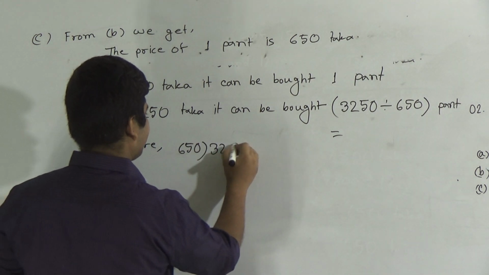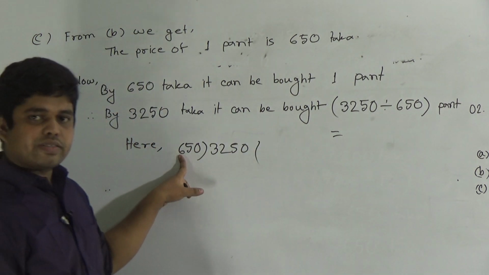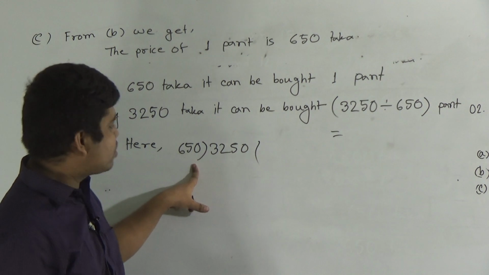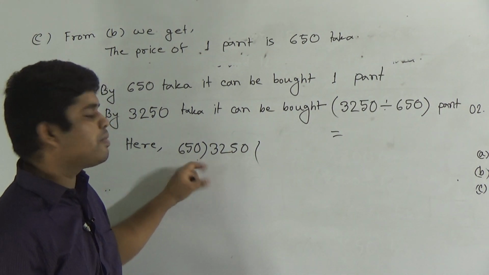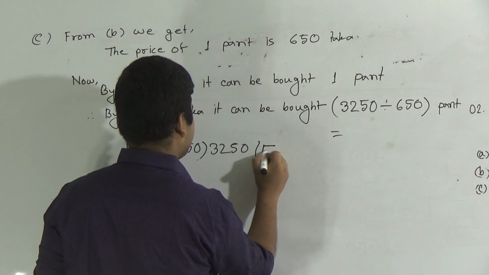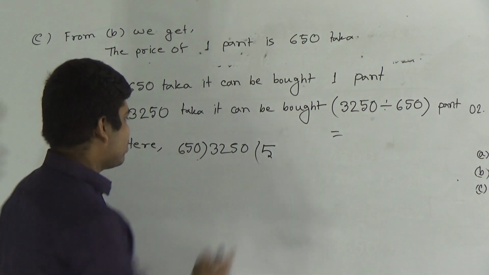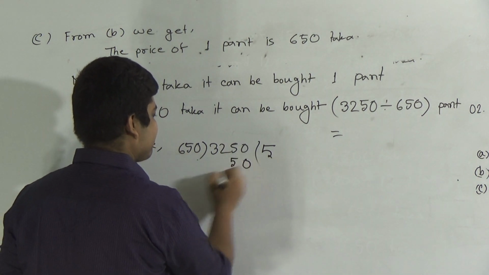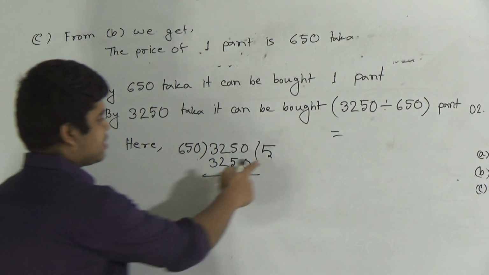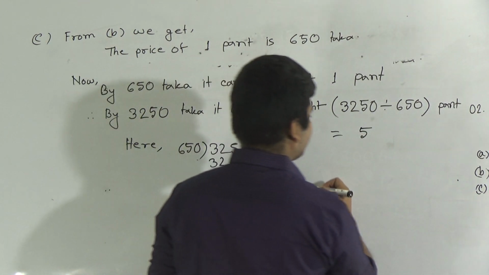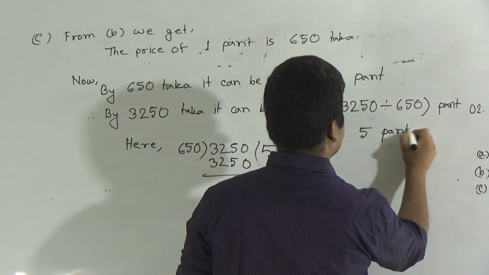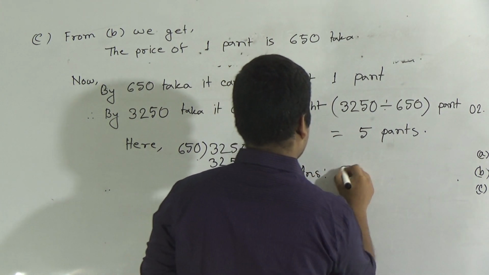650 divided into 3250. Dear student, notice here 3 digits, here 3 digits also, but 325 is smaller than 650. So we take 4 digits. In 4 digits, 650 goes in how many times? In this 3250, 650 goes in 5 times. Now 5 zeros are 0, 5 5s are 25, carrying 2, 6 5s are 30 and 2 is 32, that means 0. So the answer is 5. So by 3250 taka it can be bought 5 pants and it is the required answer.